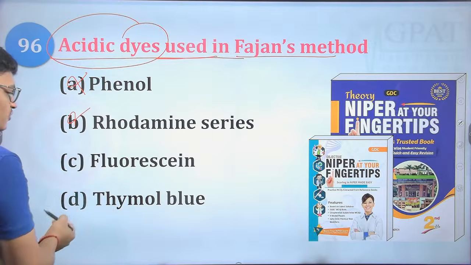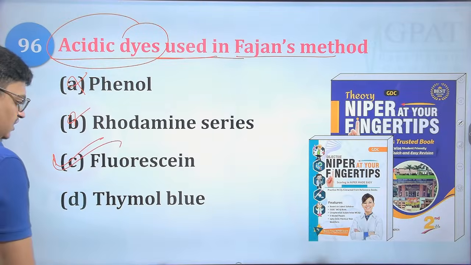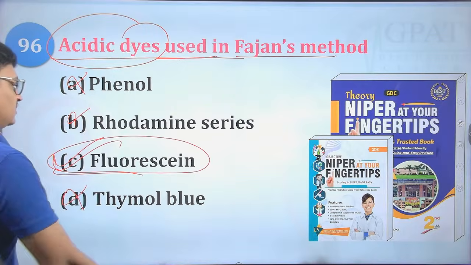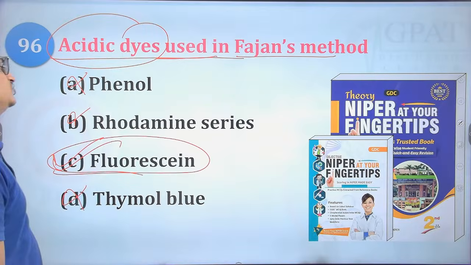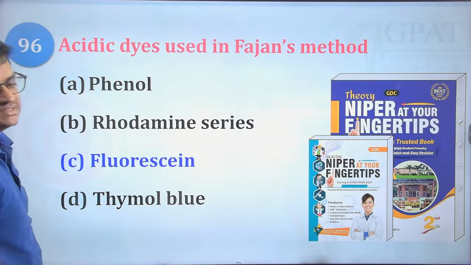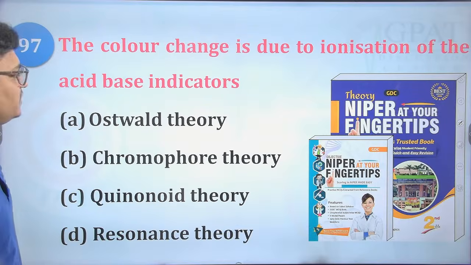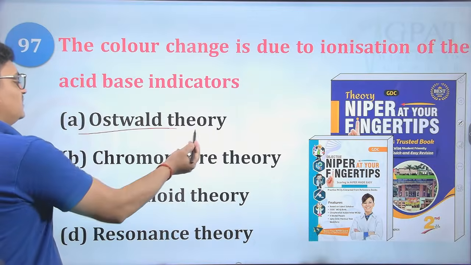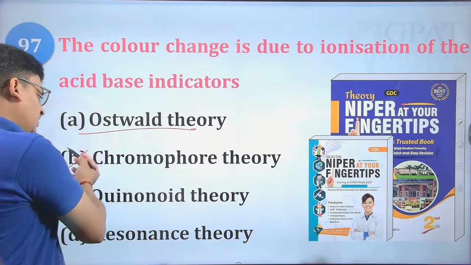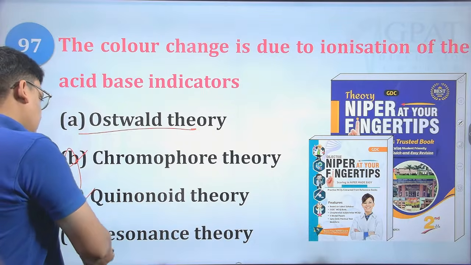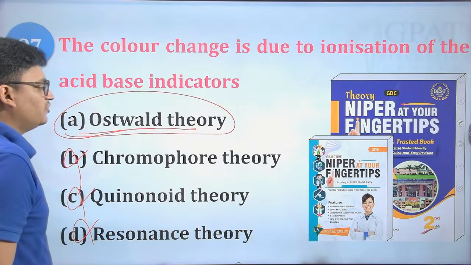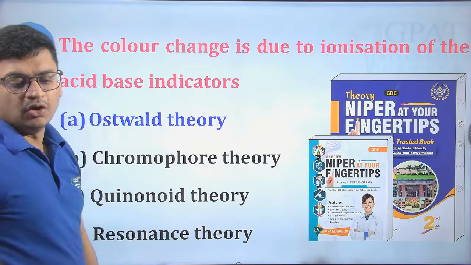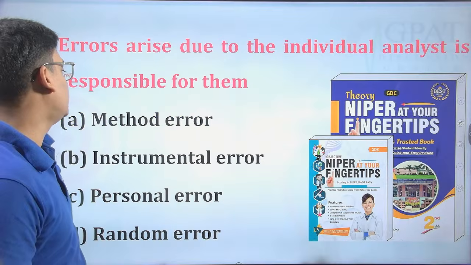Rhodamine series, no. Fluorescein, okay. Fluorescein we use. Thymol blue, no. So the dye, the acidic dye that is used in the Fajans method, that is the fluorescein. The color change is due to ionization of acid-base indicators. That is in the Ostwald theory, chromophore theory, quinoid theory, or the resonance theory. So the right answer for this will be your Ostwald theory.